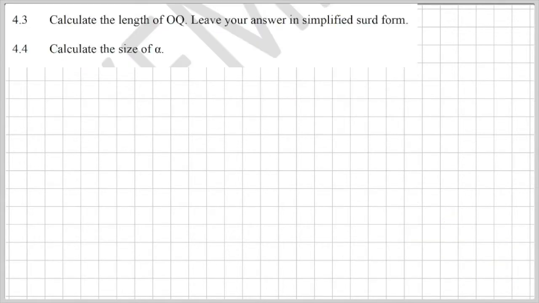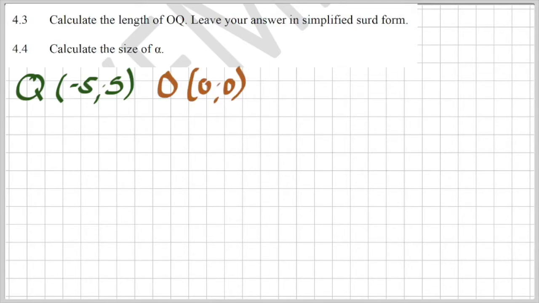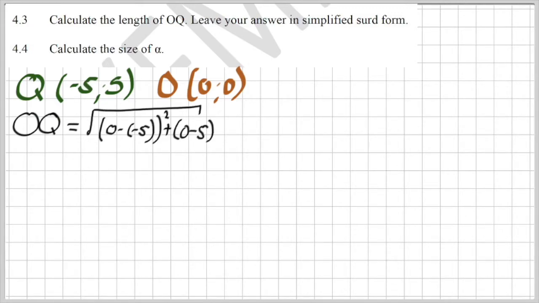Let's look at the next question. It says now calculate the length of OQ. Fortunately, I've got both coordinates, because remember Q is (-5; 5) and O is (0; 0), which leads me towards the equation where I go (0 - (-5))² + (0 - 5)², which is 5√2. I'm going to leave it as is because it says simplest surd form. Leave it as is.